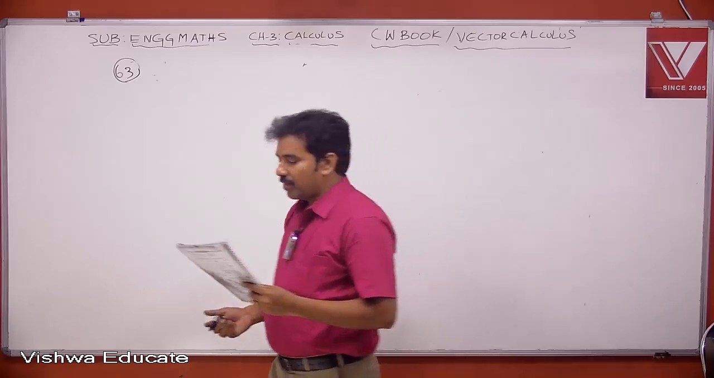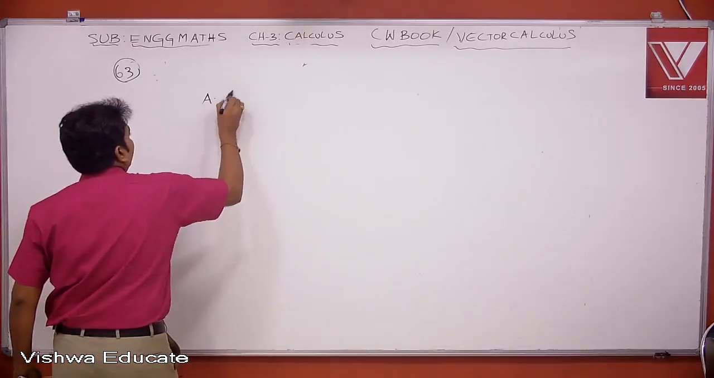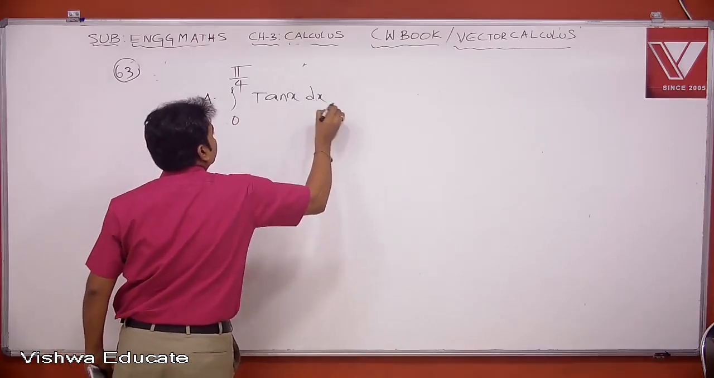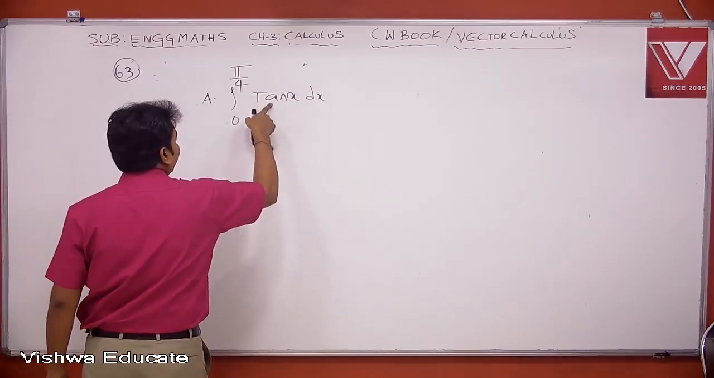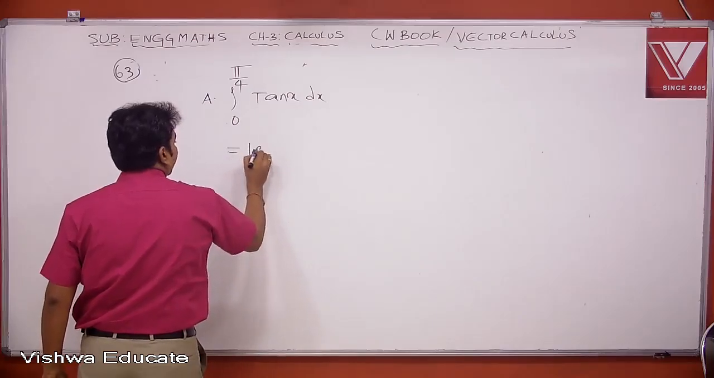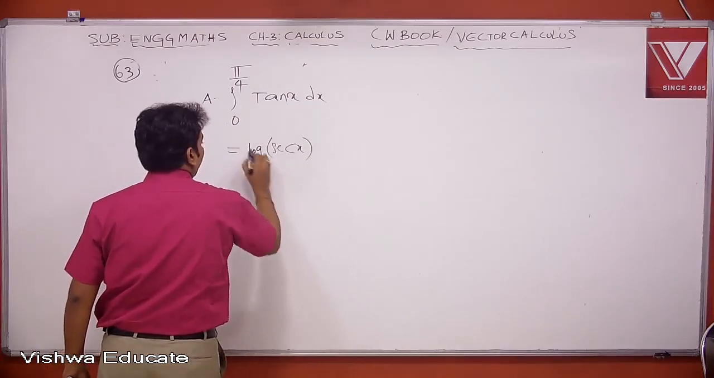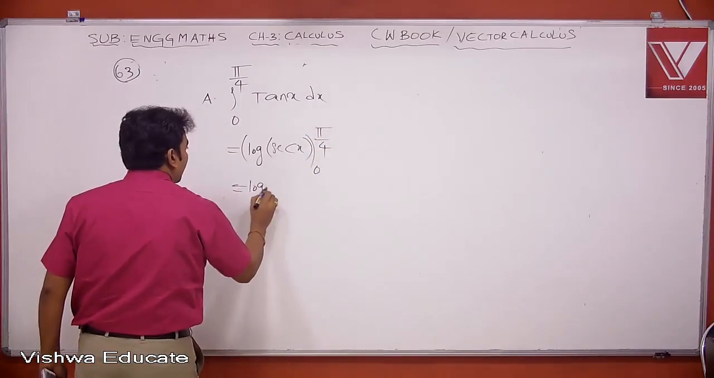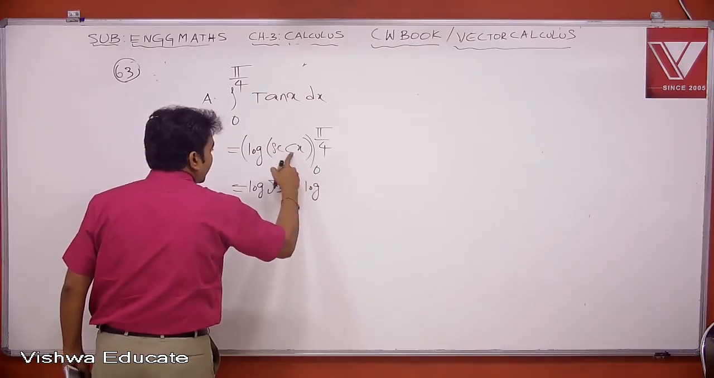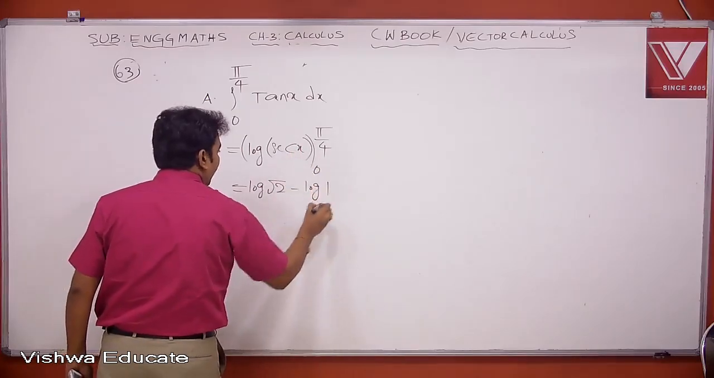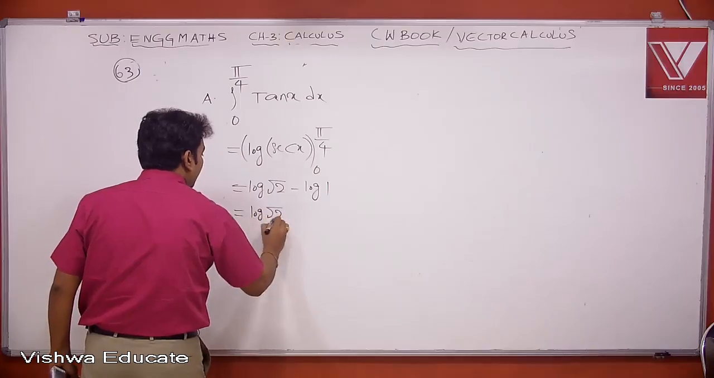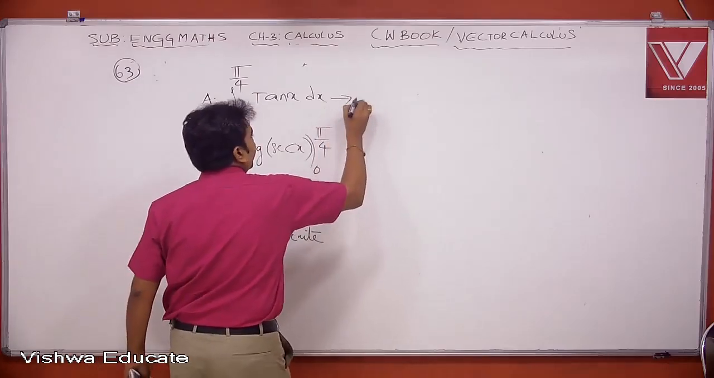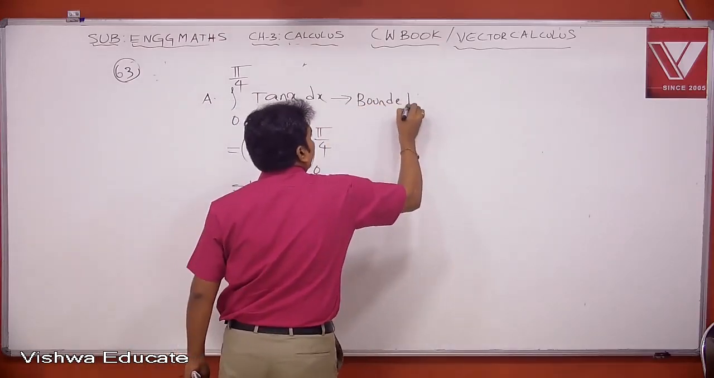Let us see the options. The first option is integral 0 to pi by 4 tan x dx. Now let us simplify this integral. Integral of tan x is log secant x. Limits are from 0 to pi by 4. Secant pi by 4 is root 2. So log root 2 minus log secant 0, which is log 1. So this is nothing but log root 2, which is a finite value. So therefore this is a bounded integral.